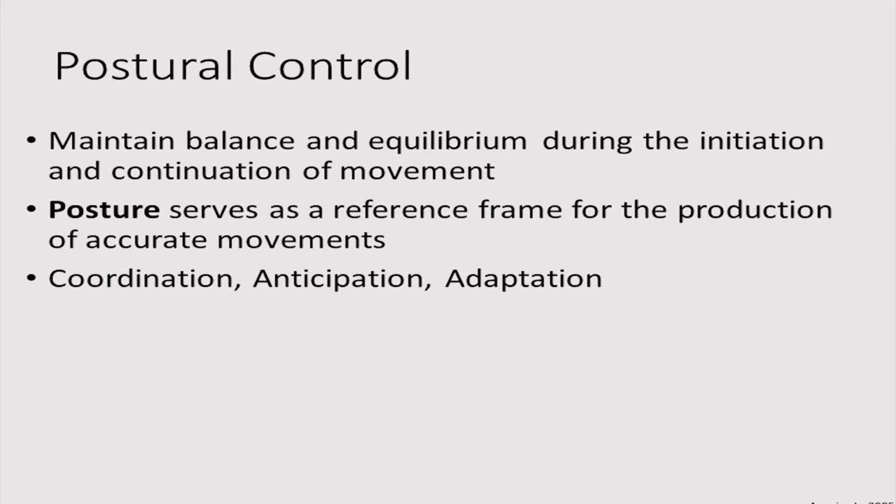So the goals of postural control are to maintain balance and equilibrium during the initiation and continuation of movement. And posture is what serves as our reference frame for the production of accurate movements. And it is done through coordination, anticipation, and adaptation.